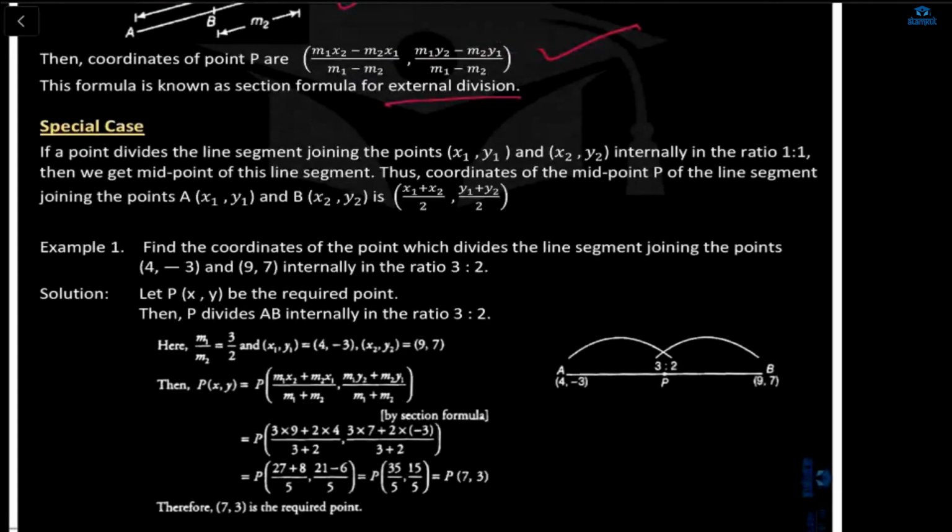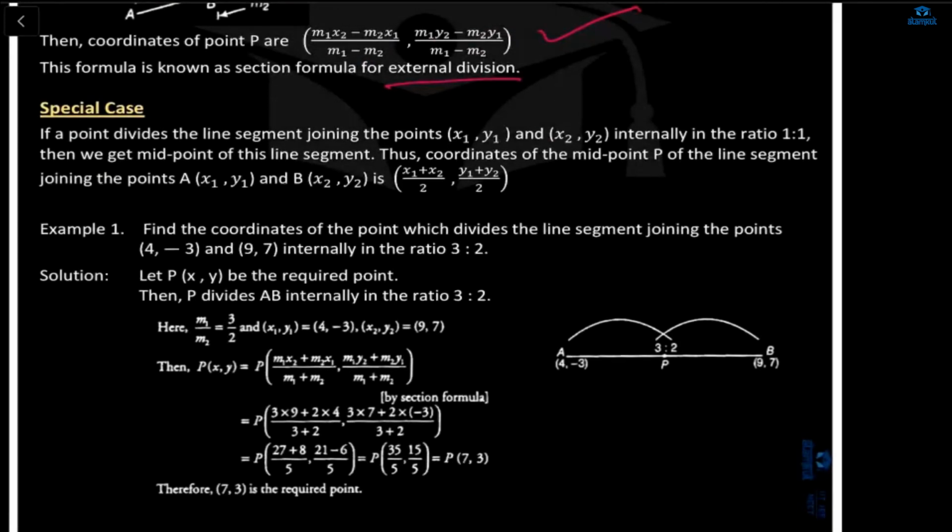Now the special case. We were talking about M1:M2, the ratio in which the point P divides the line segment. The special case is when the point P divides the line segment into equal parts, that is 1:1, when P is the midpoint of the line. When it is the midpoint, it is dividing in the 1:1 ratio.